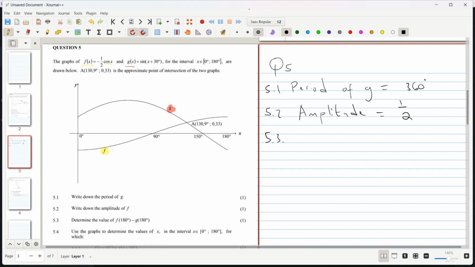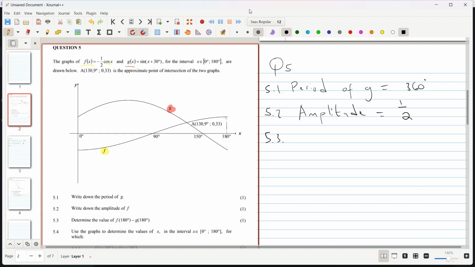And then 5.3, they ask us to determine the value of f of 180 minus g of 180. We can see that f is the one highlighted in yellow here, and g is the one highlighted in red here. So we look at 180. Where is our 180? Our 180 is somewhere here, right?